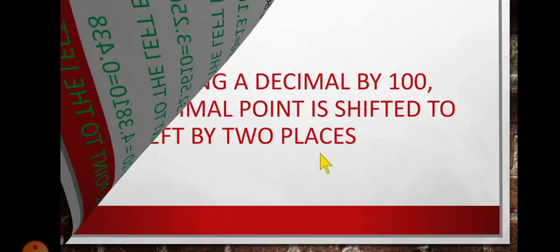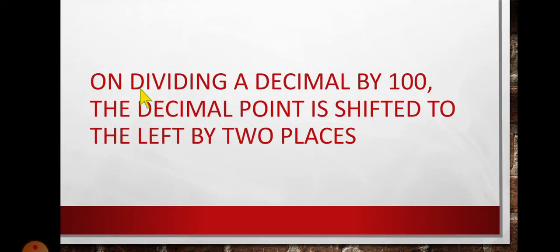Next rule, rule 2, on dividing a decimal by 100. When we divide any decimal number by 100, the decimal point is shifted to the left. Which side? Left side. And how many places? By 2 places. Why 2 places? Because in 100, how many zeros? 2 zeros. That's why we shift 2 places.